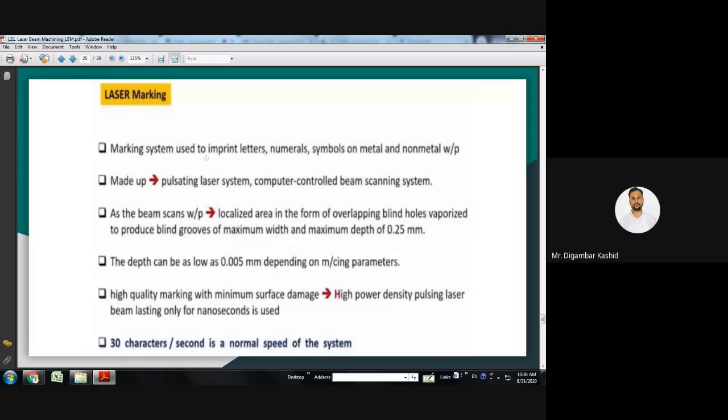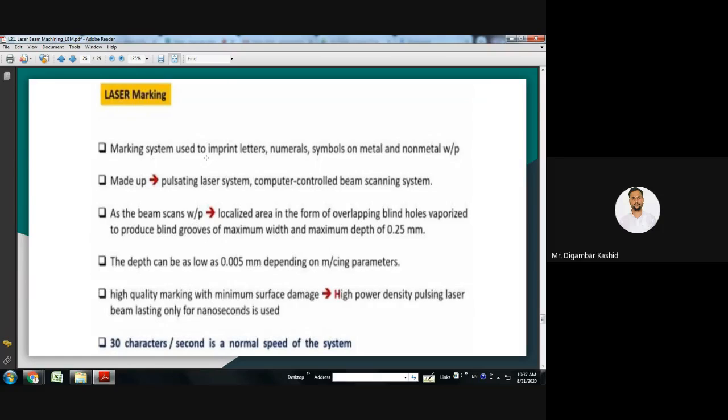Now let us discuss laser marking. Another important application is laser marking. The laser beam can also be used for marking operations. Most of you might have seen the marking on a nameplate in many workshops or industries. This type of marking is carried out with the help of lasers. The nameplates can be marked by the laser beam on metallic or non-metallic parts.